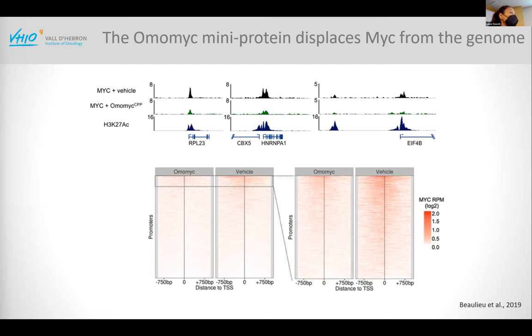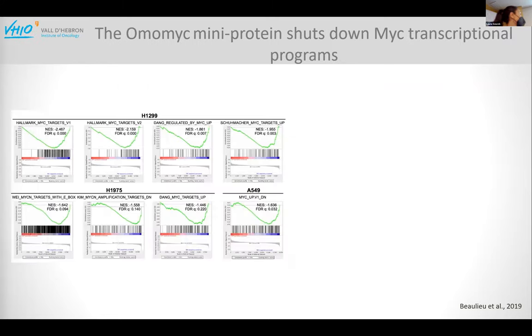If you see this genome wide here, these are the control cells in which in red you can see MYC next to the transcription starting site of the target genes. Next to it, the Omomyc treatment. It basically displaces MYC from more than 97% of its target genes. And this corresponds to a transcriptional deprogramming because the MYC fingerprint is shut down completely by the treatment with Omomyc.